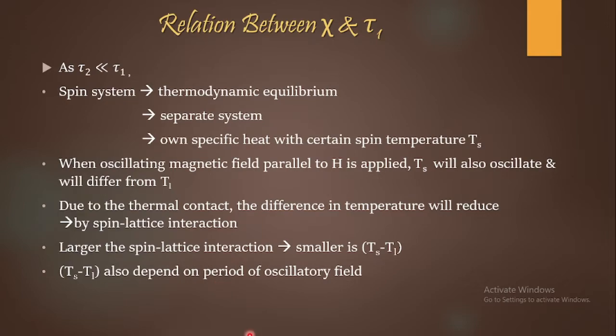As the frequency is also going to influence, let us find out what happens at different frequencies. First, at low frequency, what happens to the system? When there is a low frequency, it means omega is low, and omega is nothing but 2 pi by tau, where tau is the period of the oscillatory field. So when frequency is low, it means the period is high. So tau is very much greater when compared to the spin-lattice relaxation time tau 1.